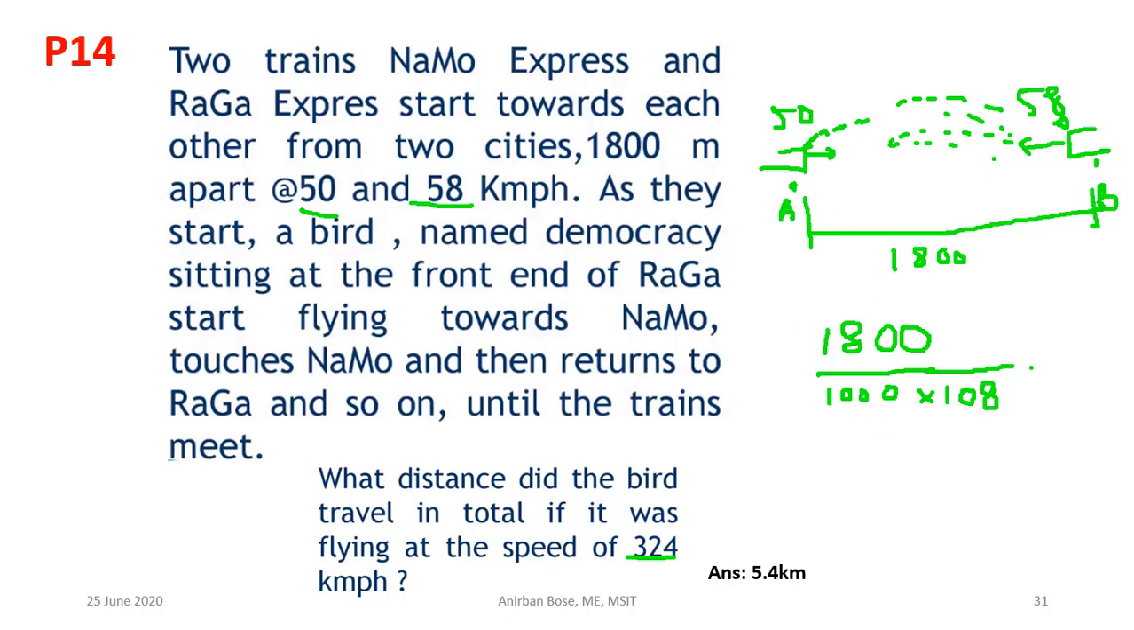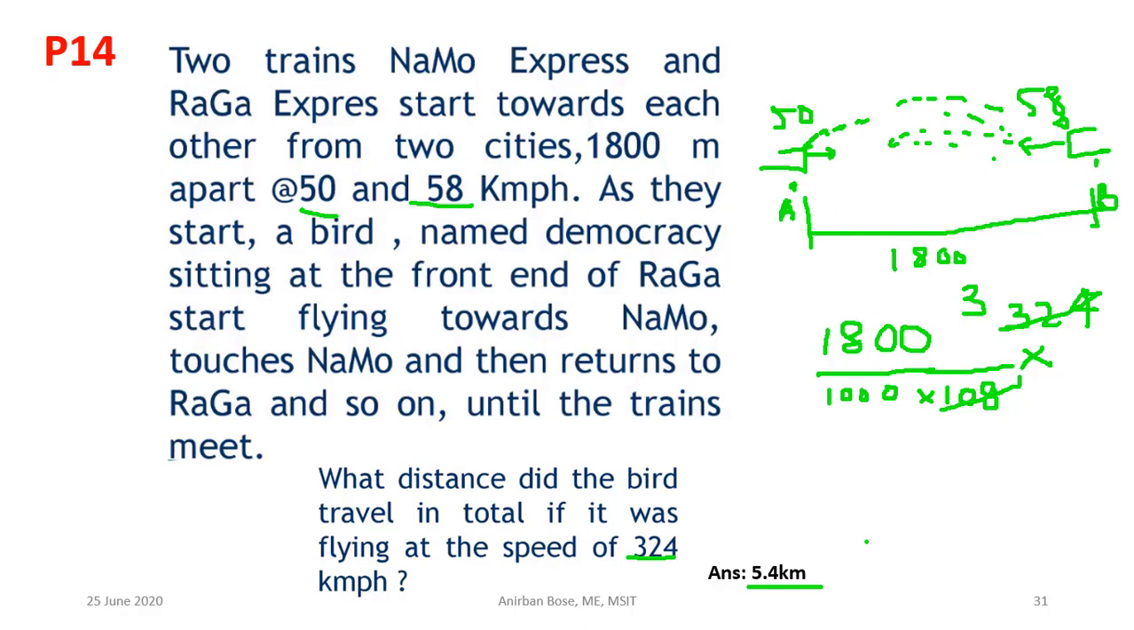This is the total time in hours required for the trains to meet, and in this time we find how much distance the bird will move. You know the velocity of the bird, so you simply multiply it by the velocity of the bird in kilometer per hour. So this much kilometer the bird will move, and this will simply be the answer. If you multiply this, it will be 3. So 3 into 1800, that is 5400 divided by 1000. So the answer is 5.4 kilometer.